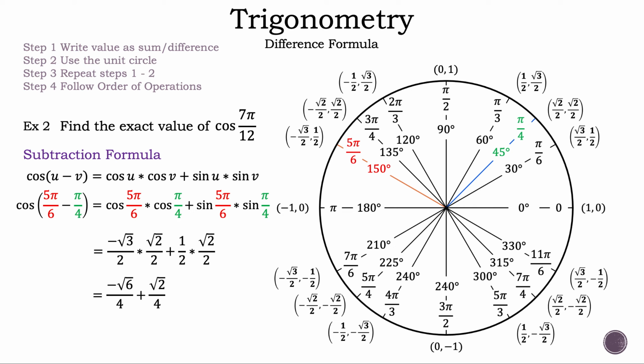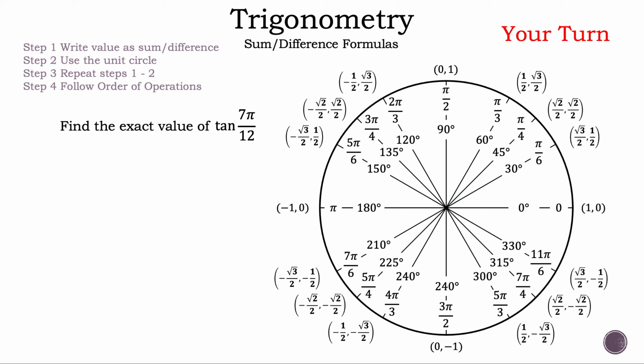Now we can multiply these numbers together. So we have negative square root of 6 over 4 plus square root of 2 over 4. Now we can combine these fractions since we have a common denominator. So cosine of 5 pi over 6 minus pi over 4 is equal to negative square root of 6 plus square root of 2 over 4. And that is example 2, which is the same answer as example 1, except the square roots are in a different order. Now it is your turn, so go ahead and pause the video here so you can take your time to answer this question, and I'll show you the results in 3, 2, and 1.